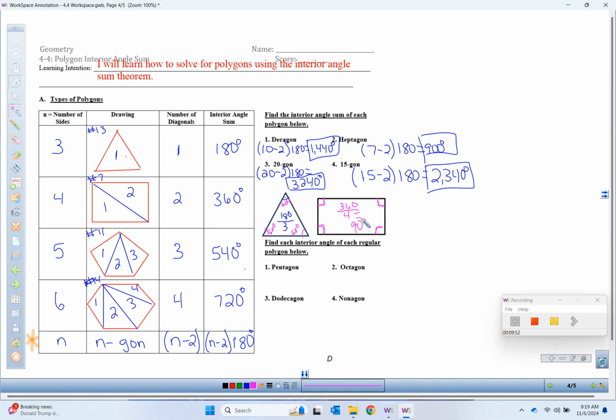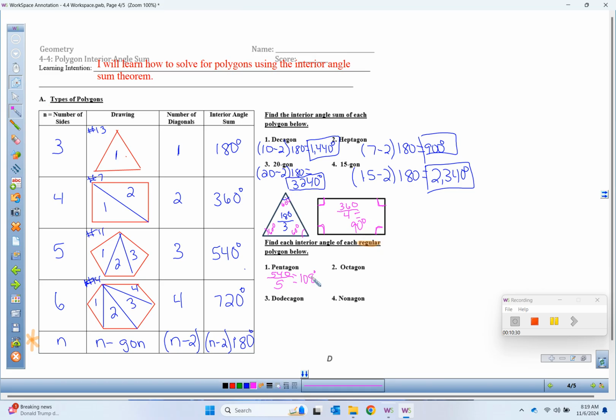Okay, so down below, we're going to find the interior angle for each polygon. All right, pentagon. Pentagon we have in our chart right here. So we know that the interior angle sum is 540. And we simply divide this by the amount of interior angles, which is 5. A pentagon is 5. So you should come up with 108 degrees. Meaning each interior angle of a regular pentagon, regular means that they're all the same, is 108 degrees.